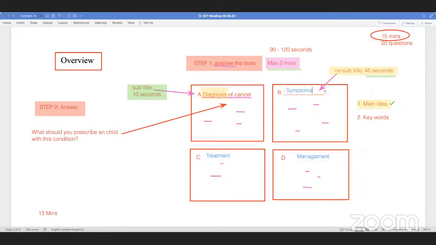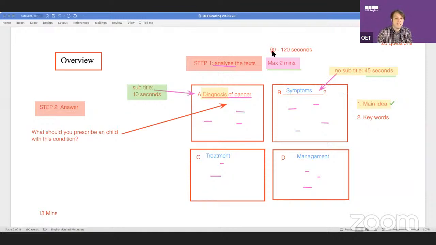Symptoms. Yeah. Okay. So let's say, for example, I spend 90 seconds, 120 seconds. I've got my 4 main ideas. This one is treatment. This one is management. This is, for example, okay. This one is symptoms. All right. This one is diagnosis. Okay. Actually, let's make this one medication.